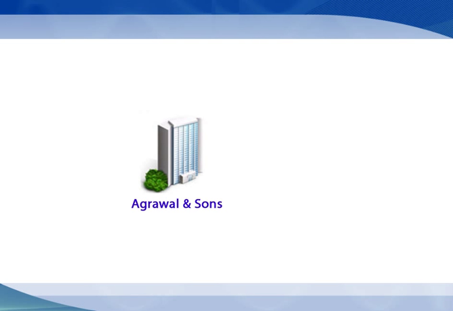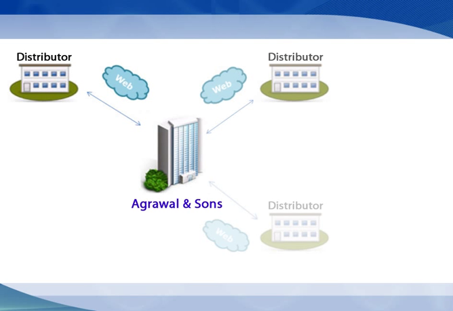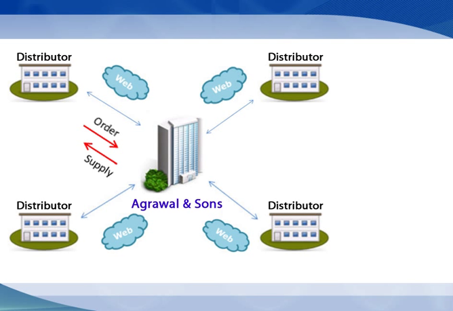Let's start with the example of Agarwal & Sons, a consumer goods company which operates through a huge network of distributors who place orders on a regular basis for replenishing their stock. To ensure greater supply chain visibility, that is to track the stock position at the distributor's place and to update them with the latest stock items, the company is in need of a solution.